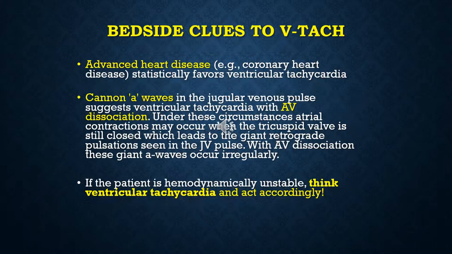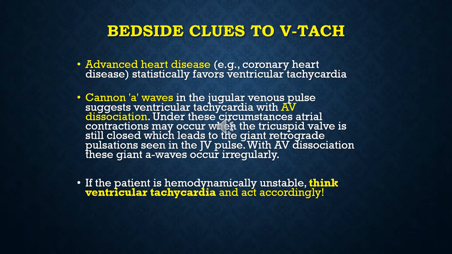I will give you some tips and tricks, the clues for diagnosis of VTAC. I'll bring you some points, clinically and on the ECG, that tell you this is VTAC and not supraventricular with aberration. Like what? Bedside clues to VTAC. Advanced heart disease. If the patient has advanced heart disease, think about ventricular tachycardia. For example, the patient has coronary artery disease and cardiomyopathy, think about ventricular tachycardia.